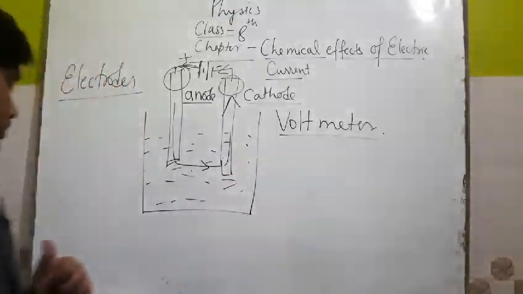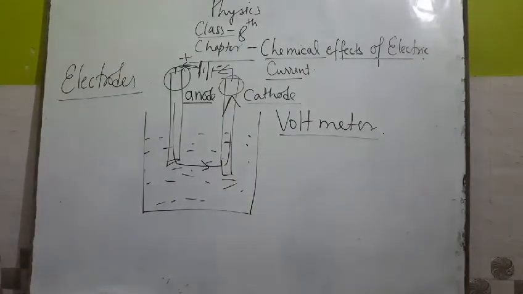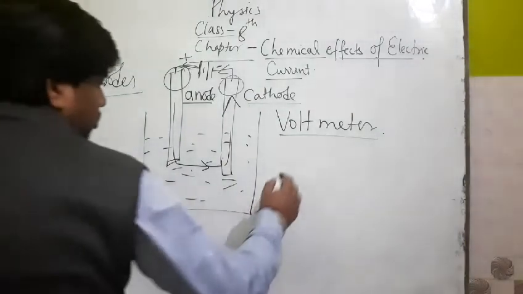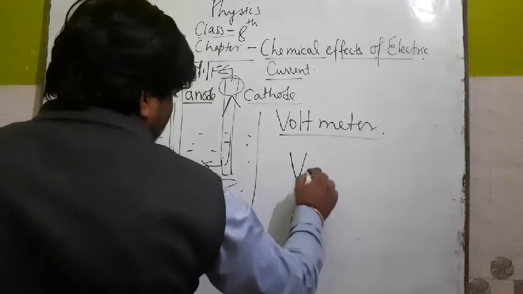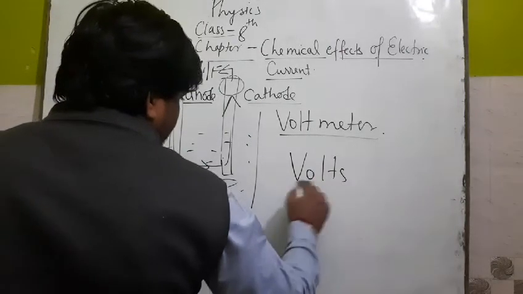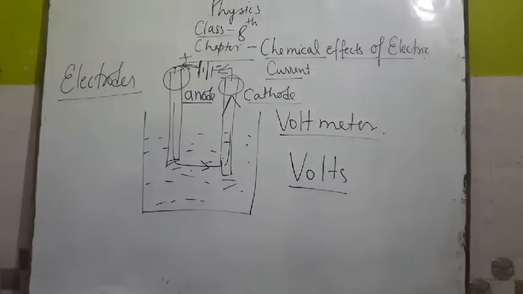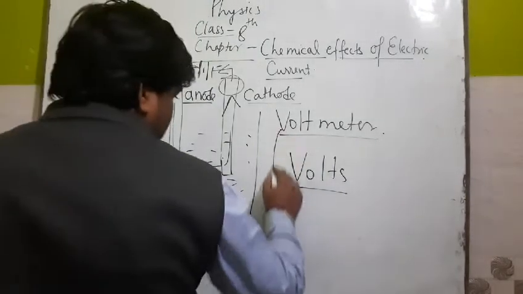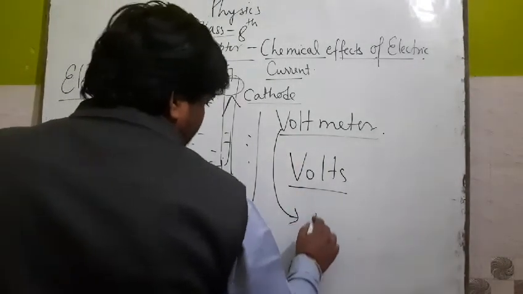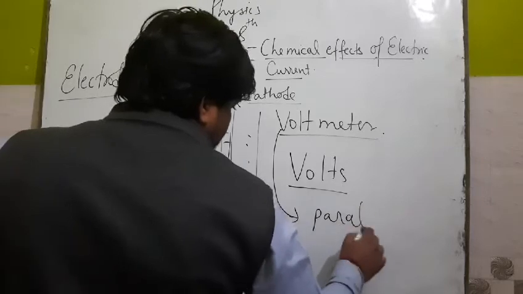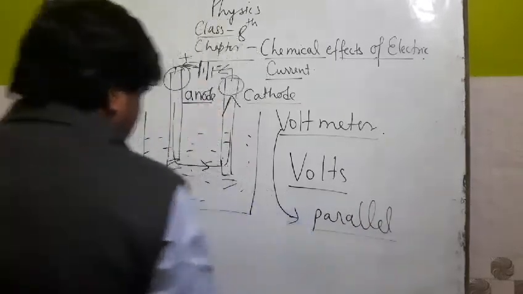Understood? And it measures the potential difference in volts. Volts is a unit. Okay? And it is always connected in the circuit in parallel.